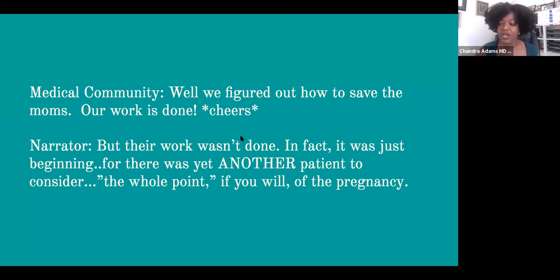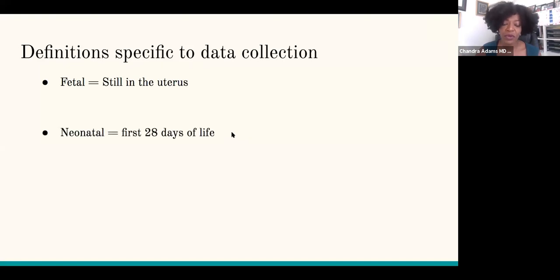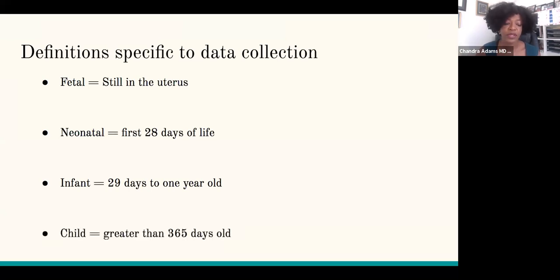And just to clarify terms before I go on, the terms I'm going to use specific to the data that I'm going to present. Fetal refers to the baby that's still in utero. Neonatal refers to the first 28 days of life. Infant refers to 29 days to 1 year old, and then a child is greater than 365 days old.